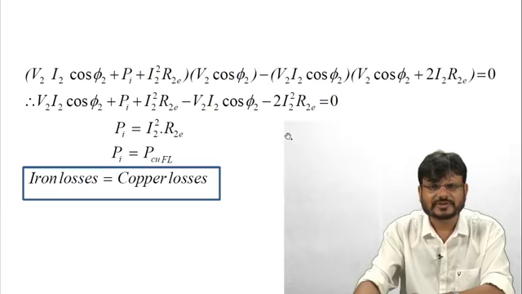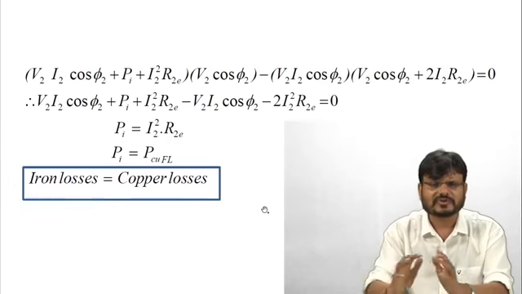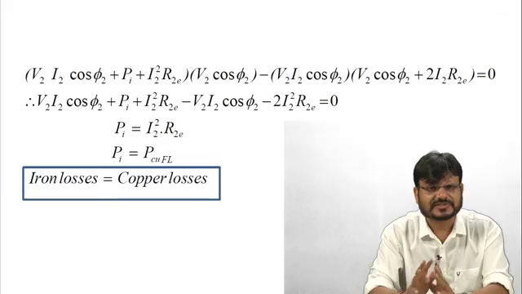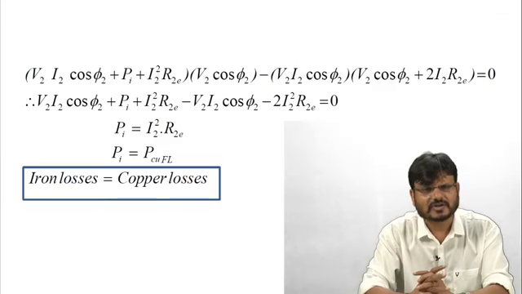Now after solving and putting this equal to 0, you find that the iron losses are equal to I2 square R2e. So what is this I2 square R2e? This is the copper losses. So you can say iron losses are equal to copper losses. So the transformer will give you the maximum efficiency when the iron losses are equal to the copper losses.